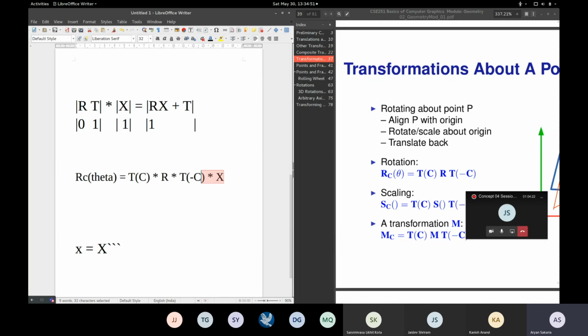Is this visible, the highlighted equation? Yeah, we can see it.